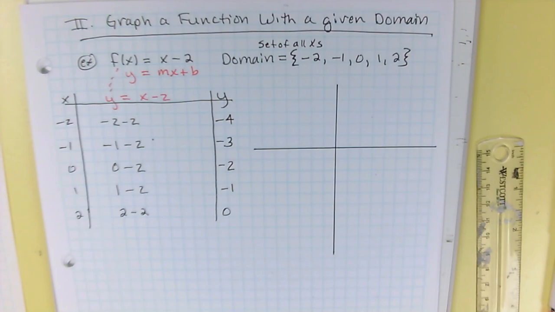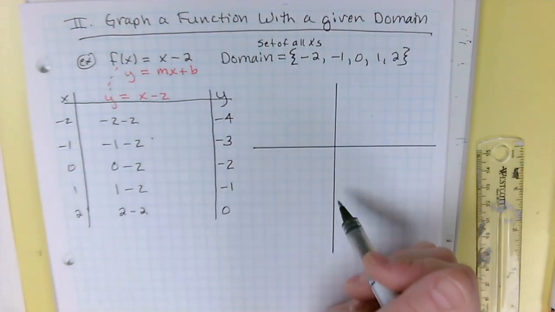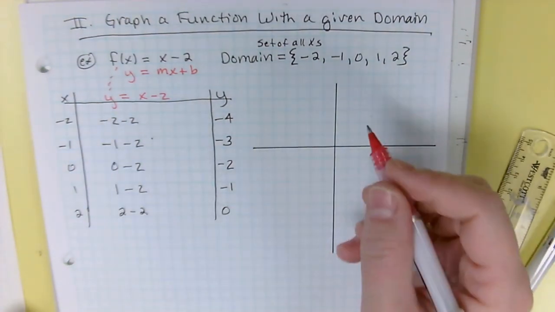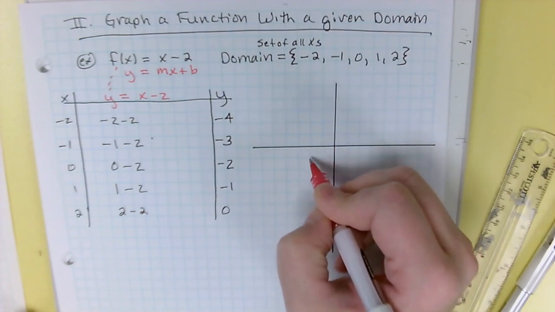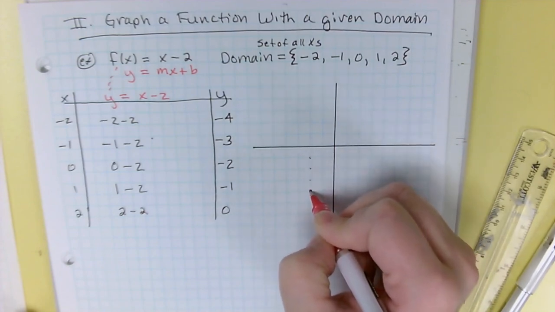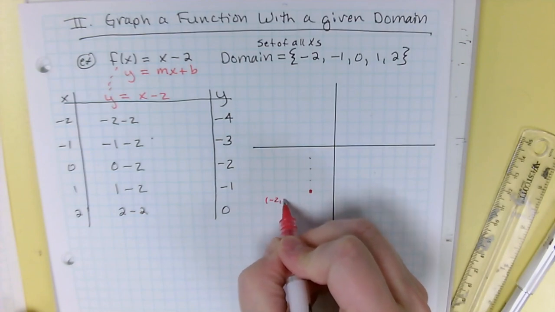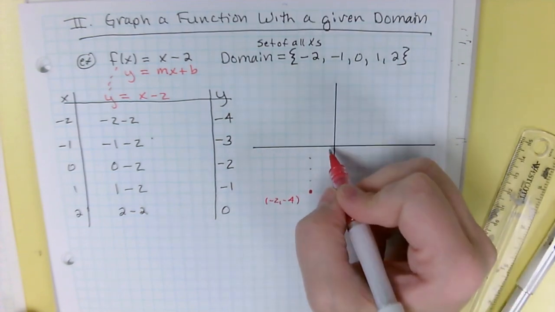Now we're going to graph those. So go ahead and we're going to plot these 5 points on the graph and just make a dot with them. So -2, -4, 1, 2, 3, 4. Go ahead and plot these points.